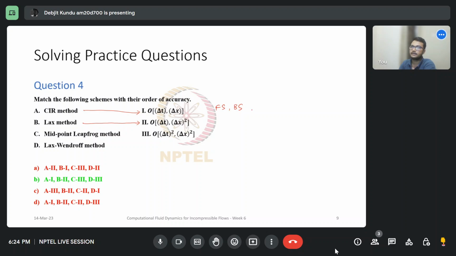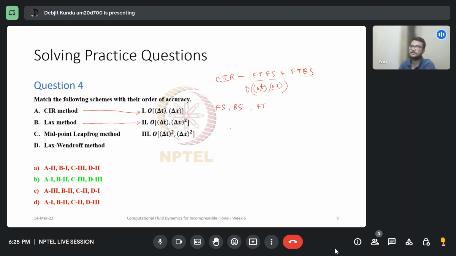And it uses the FT scheme. So basically, let me write it down properly. The CIR method is actually a combination of FTFS as well as FTBS. So if you're using forward in time, it would be first order in time. And if you're using either forward in space or backward in space, it would result in first order in space. So that is the order of this method.